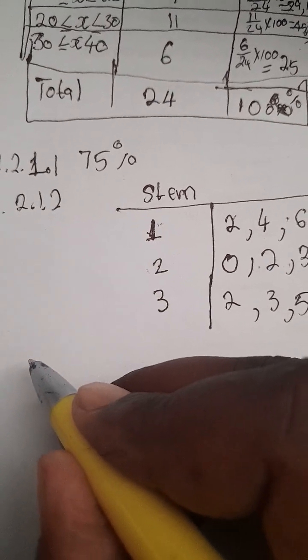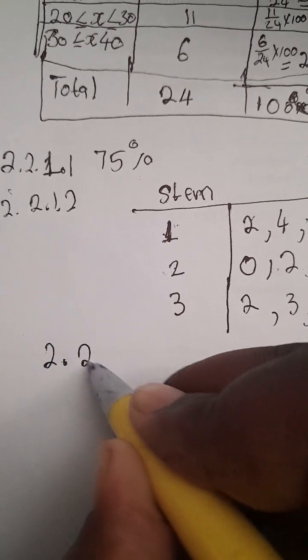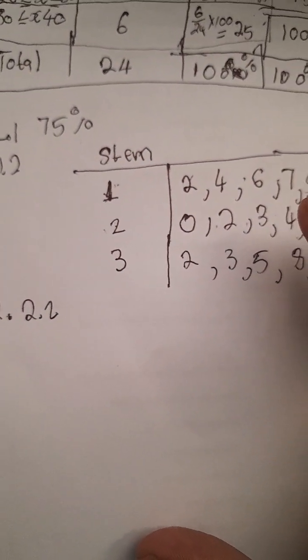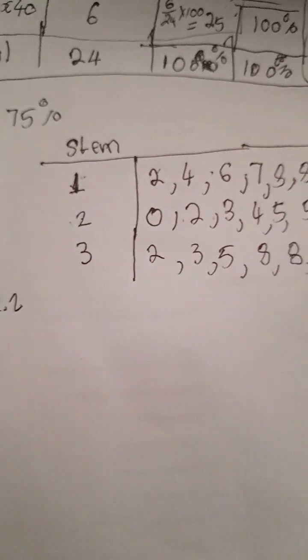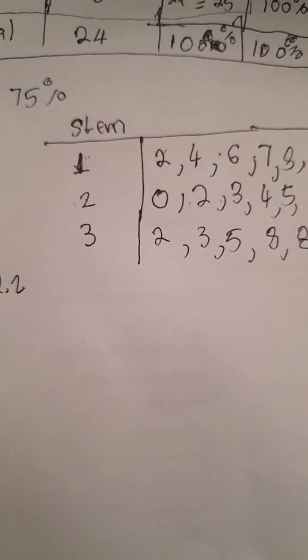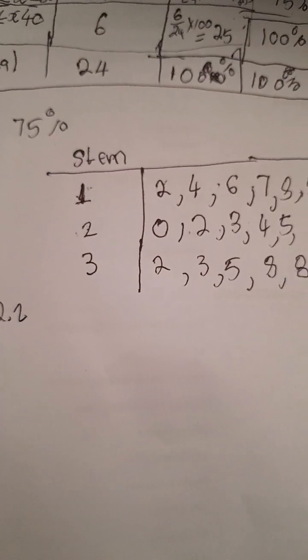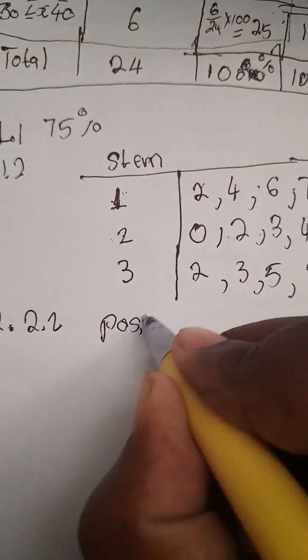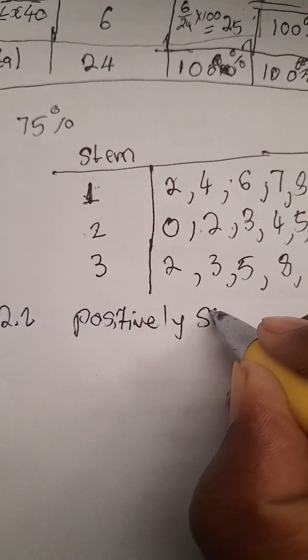I hope, guys, that sounds great. 2.2.2. Are the data symmetrically, positively skewed or negatively skewed? In this case, if we were to prove it with a mean and a median, I will say it's positively skewed. That's my conclusion. Positively skewed.